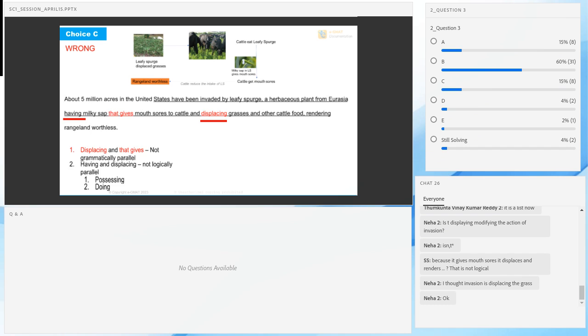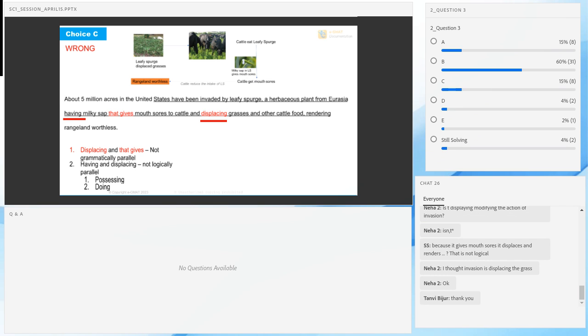And the other aspect over here, having and displacing. Even if you thought that having and displacing are grammatically parallel, so they are fine, again, they are not part of the same list. Why? Because having gives you the sense of possession, and displacing gives you a sense of doing an action. Possession and doing an action cannot be part of the same list. So again, a lot of parallelism going on over here, but all from a logical aspect.